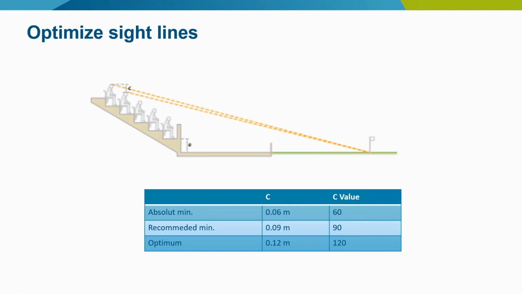So another thing we did is optimize sightlines. You can imagine that if you change the inclination of this stair, you can see the pitch better or worse, depending on how well you can look over the person who's sitting in front of you. And this is measured with the C value, and the absolute minimum is 60, and 90 was the minimum we wanted to achieve with the Feyenoord Stadium, and that was the goal from our client.